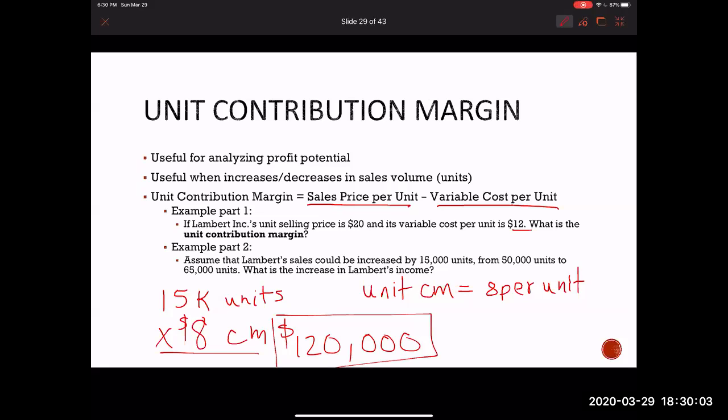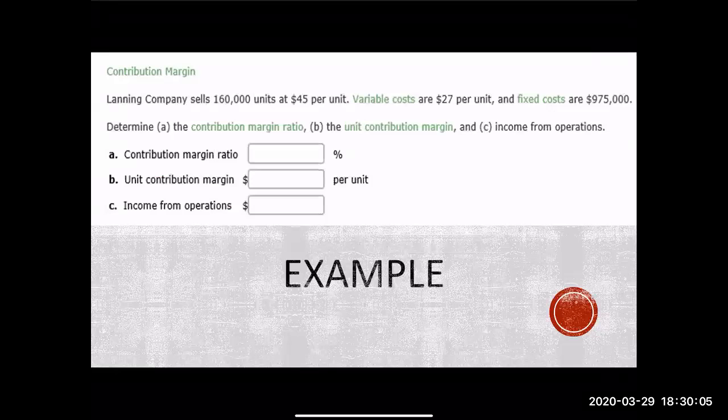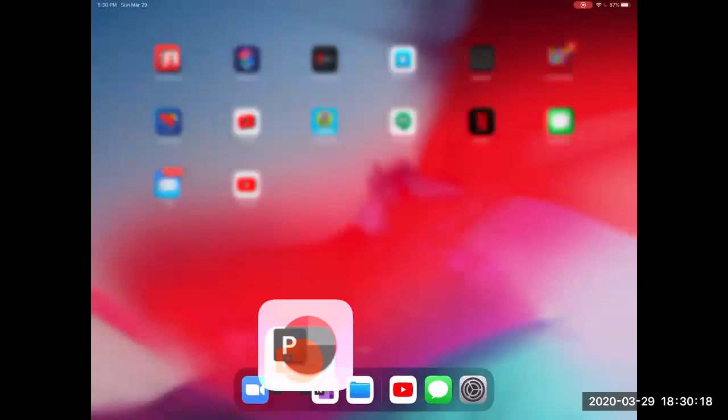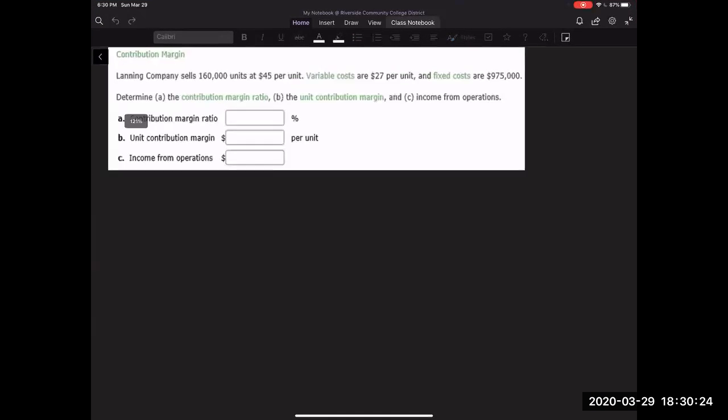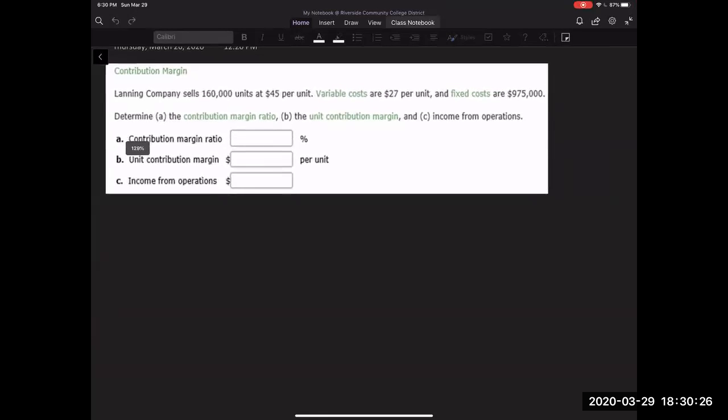All right, moving on. Now let's take this same idea and apply contribution margin. I'm going to switch applications to something a little bit better, and we're going to go through this example. If you're following along, this is example number 5 on the handout. Land & Company sells 160,000 units at $45 per unit. Our variable cost is $27 per unit, and our fixed cost is $975,000.